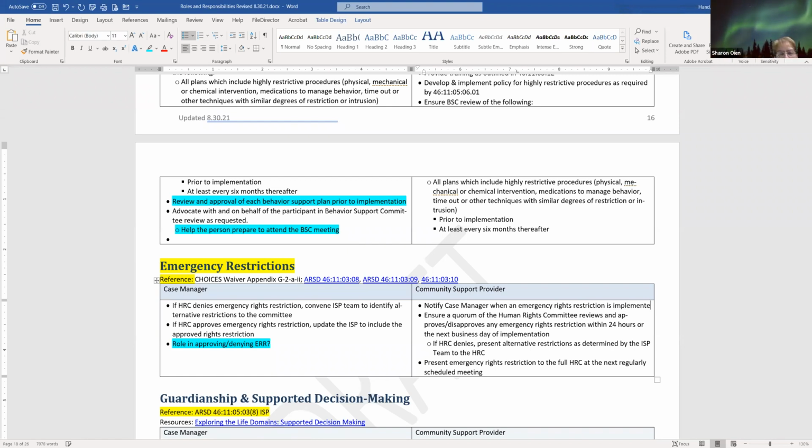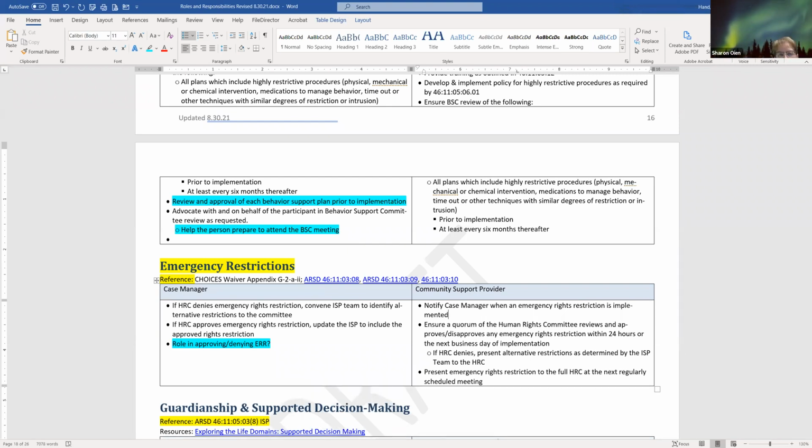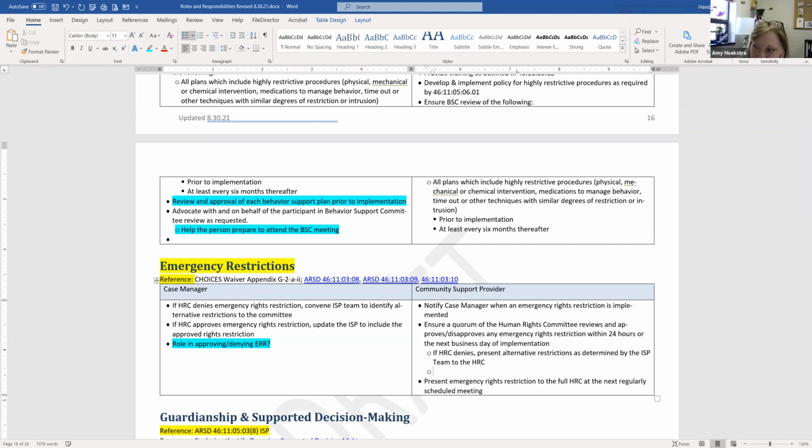This is Sharon. It's been my experience when you have an emergency rights restriction, it usually goes along with a CIR notifying the division. Maybe not all the time, but most of the time. It does if it's a highly restrictive procedure. Yes, that's exactly what I was going to say.